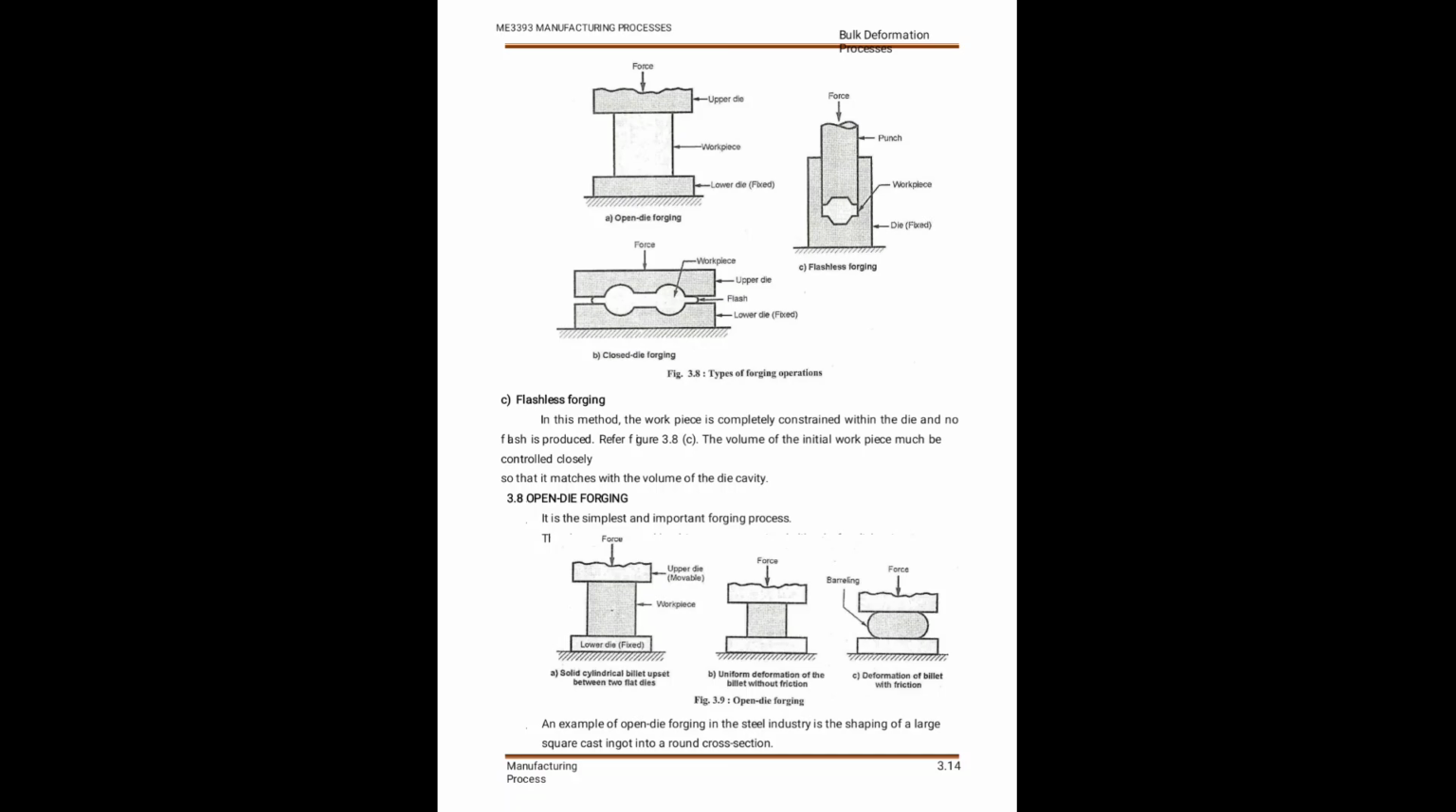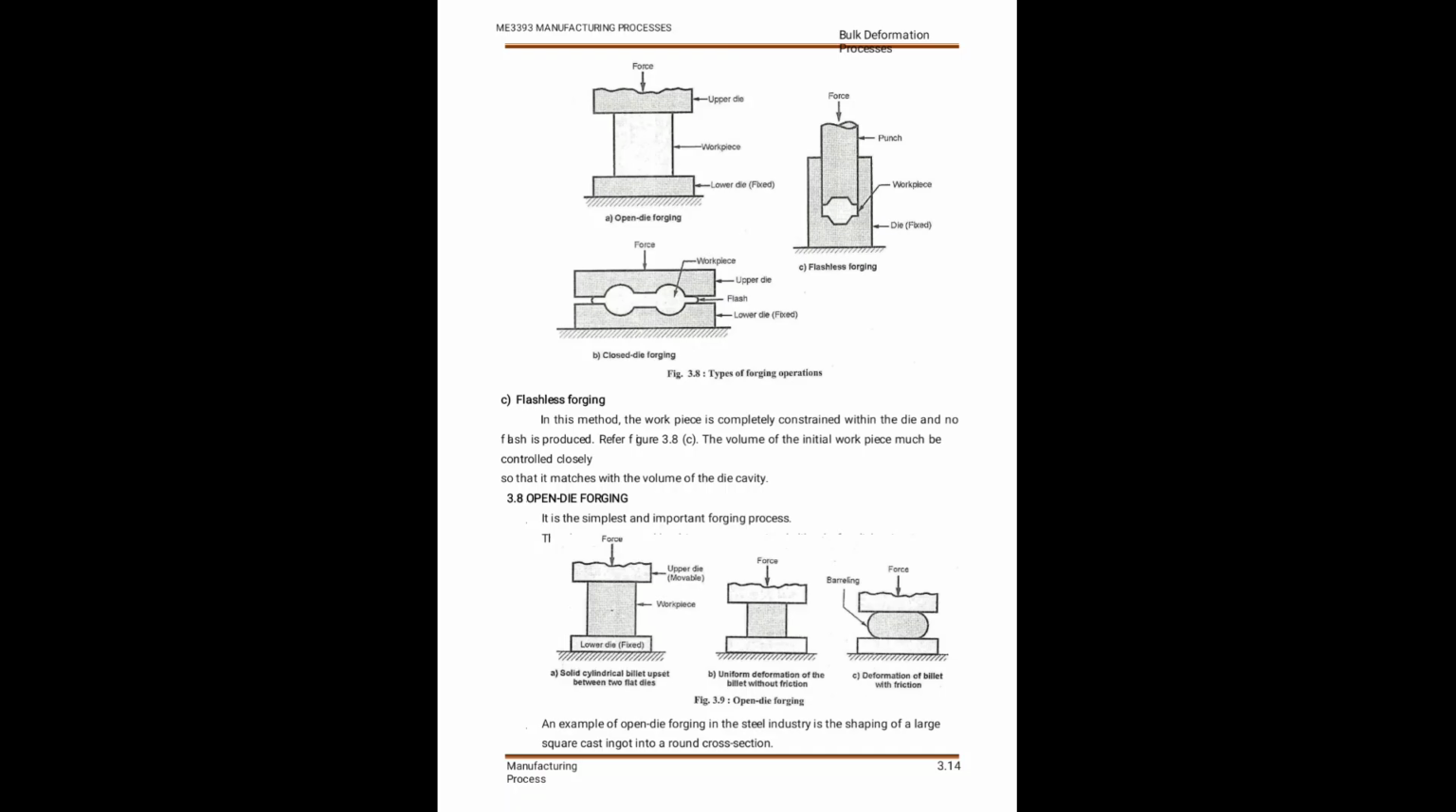And the closed die forging process has two types, flashless and flash type. In the flashless type, the billet material cross section is reduced to the appropriate size of our required condition. In the flash type closed die forging, some excess material forms a small flash, like the diagram.